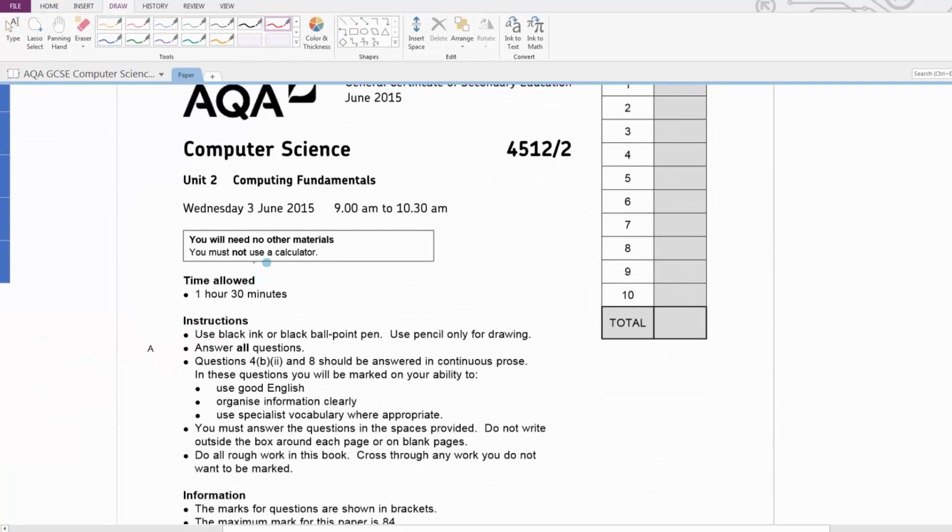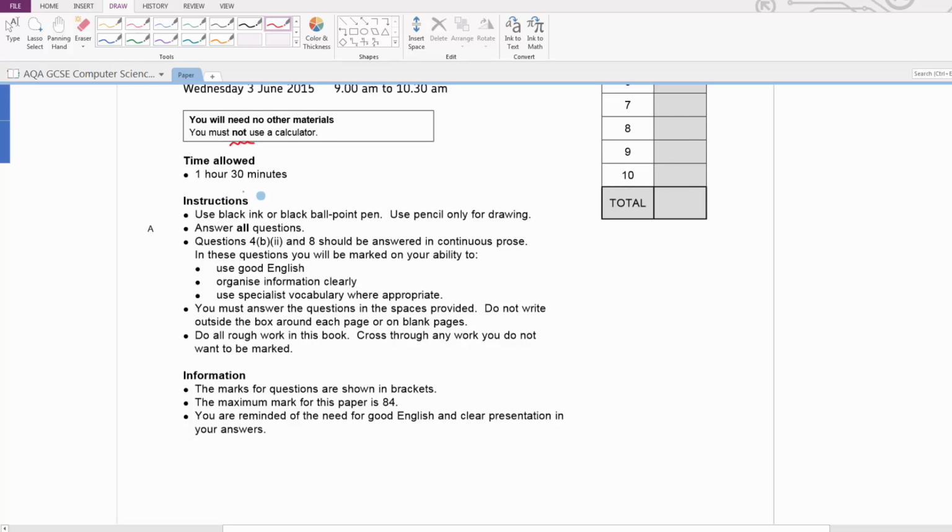Firstly, it's very clear that you can't use a calculator. I sometimes get emails about this, so you can't use a calculator. Don't even try and bring it in. It'll just cause a bit more stress than you need to. As I say, it's an hour and a half, so that's a good amount of time, I suppose.